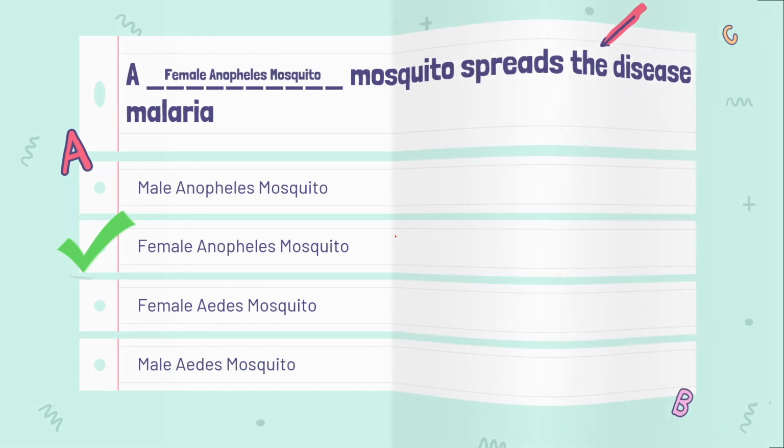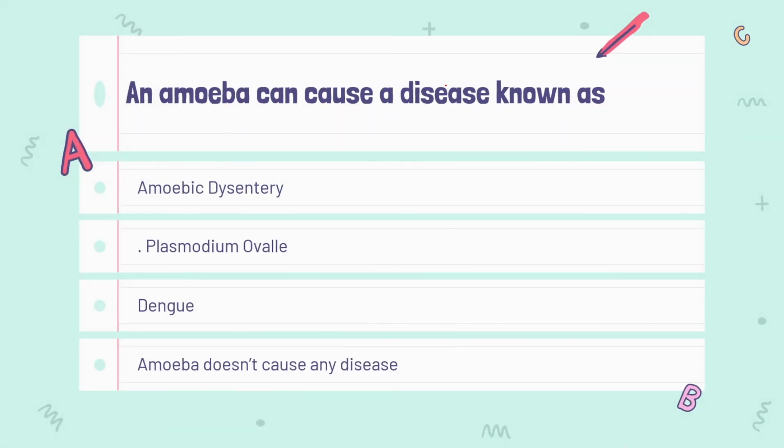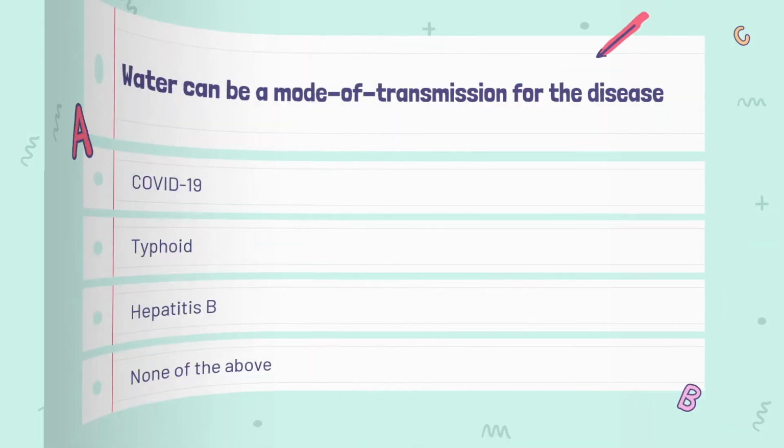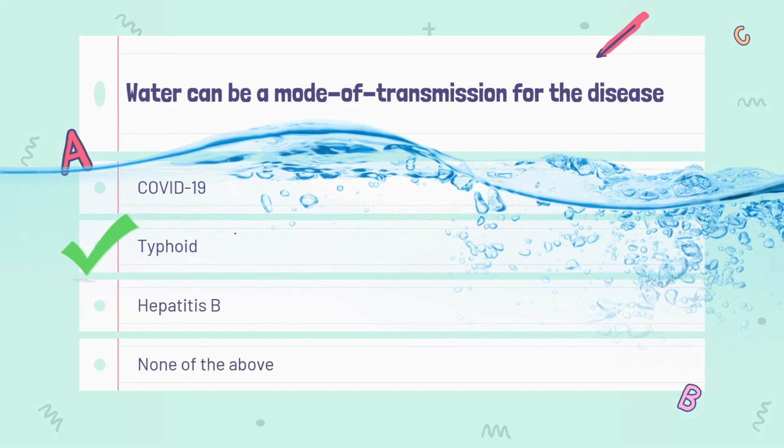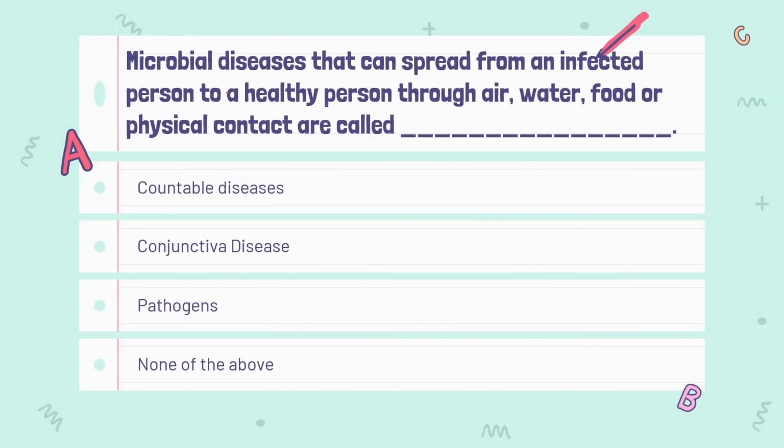Yes, we are right. An amoeba can cause a disease known as amoebic dysentery. What can be a mode of transmission of the disease? Typhoid. Yes. Now, microbial diseases that can spread from an infected person to a healthy person through air, water, food, or physical contact are called countable disease.